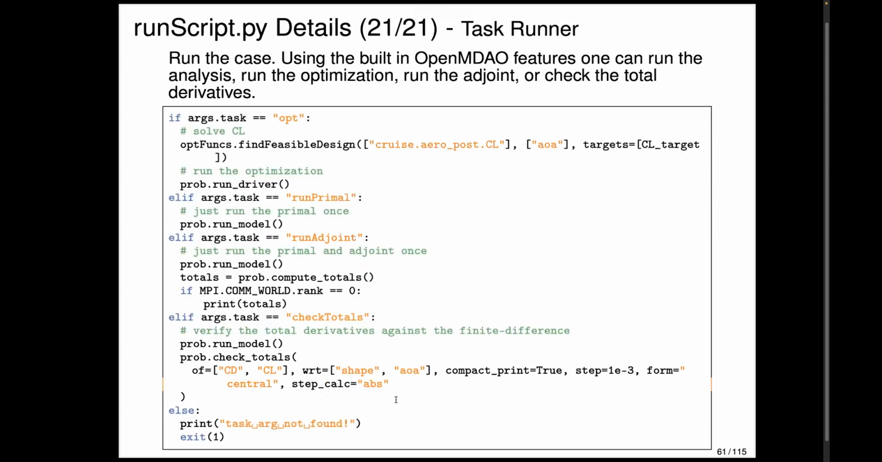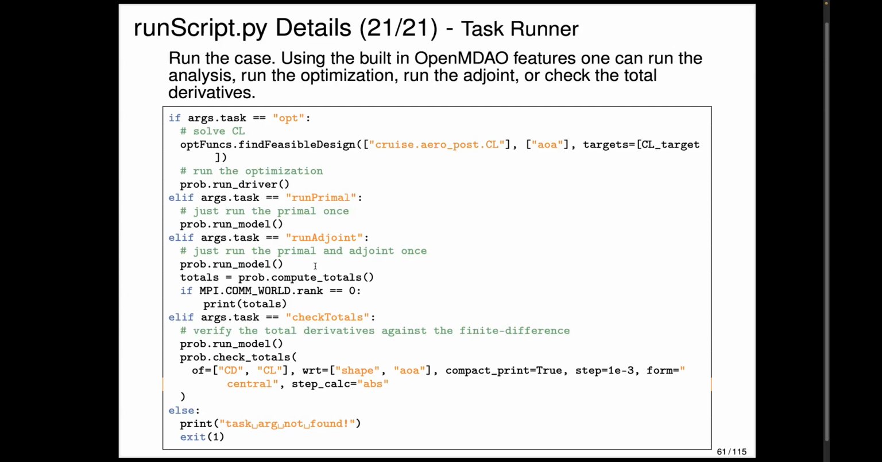Finally, when you're actually running this case, just as with a lot of the other DAFoam tutorials, you can specify different tasks. The default task here is opt. This task will find a feasible design, and then it will run the driver, which means run the optimization. You have a couple of different options. You can also just run primal, which will run the model once without any optimization. So it'll just compute that coupled aerostructural analysis and output the result.